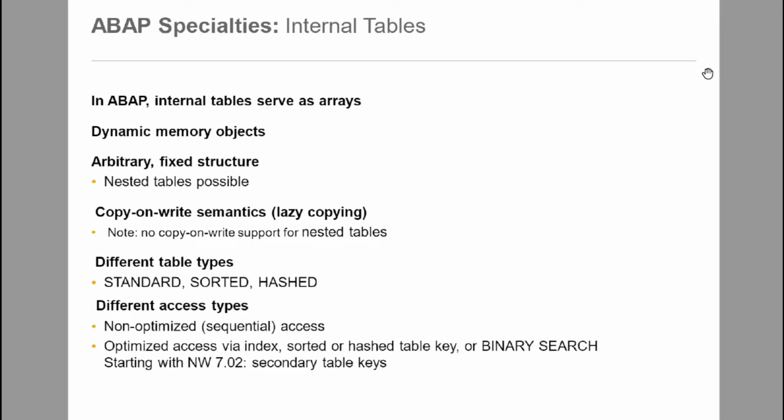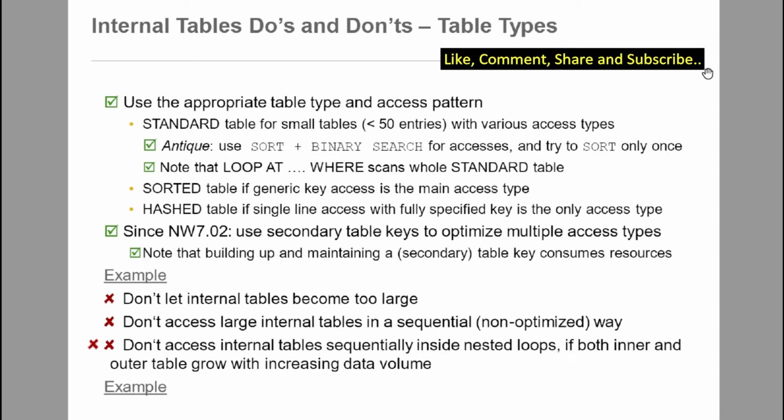Also, there are different access types like non-optimized sequential access, optimized access via index, sorted or hashed table key, or binary search starting with NW 7.02 secondary table keys. Talking about some do's and don'ts with respect to internal tables and table types, you should use the appropriate table type and access pattern. Standard table for small tables which are less than 50 entries with various access types.